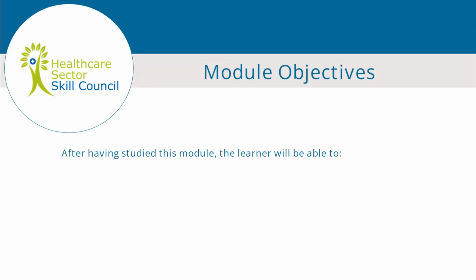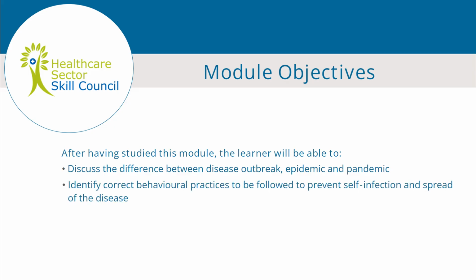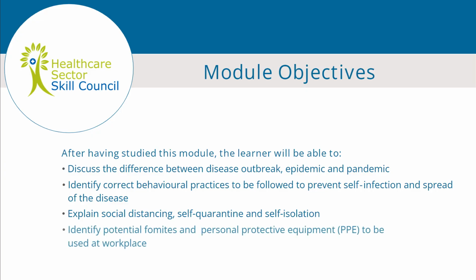After having studied this module, the learner will be able to discuss the difference between disease outbreak, epidemic, and pandemic. Identify correct behavioral practices to be followed to prevent self-infection and spread of the disease. Explain social distancing, self-quarantine and self-isolation. Identify potential fomites and personal protective equipment to be used at workplace.